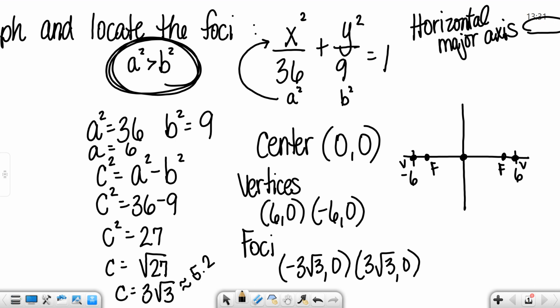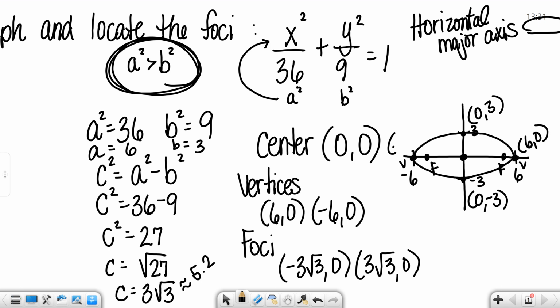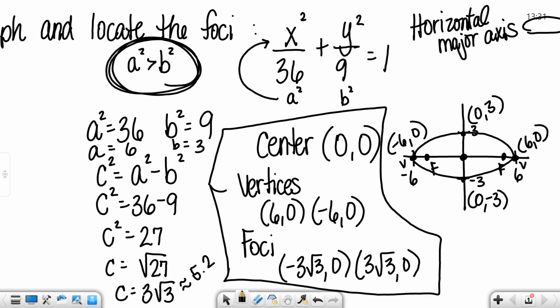Now, the b values, which don't have a name, they're not called vertices or foci, my b value is 3, and that's what connects my minor axis together. So this would be my ellipse. So the things that we're looking for are the ordered pairs 0, 3 and 0, negative 3. This is the ordered pair 6, 0, negative 6, 0, our center, and then our two foci. I don't have enough room to write them, but I did write them over here with my center and my vertices.